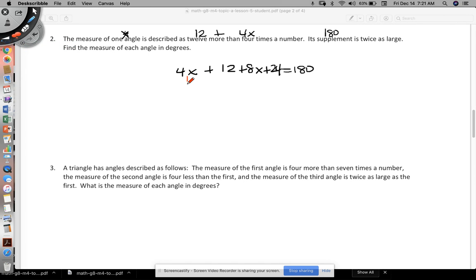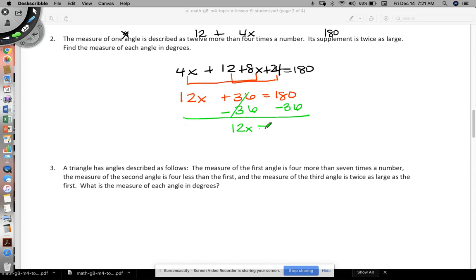So we're going to combine our like terms. I have 2 x's here. I have a 4x plus an 8x, which is going to give me a 12x. And then 12 plus 24 is going to give me a 36, equals 180. So now we're going to subtract that 36 so we can get that x by itself. And I'm subtracting because we take the opposite. So the 36 will cancel, and we bring down 12x. 180 minus 36 gives me 144. And so therefore x equals 12.